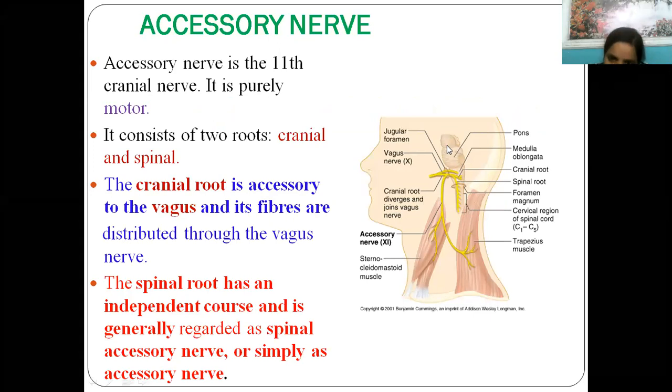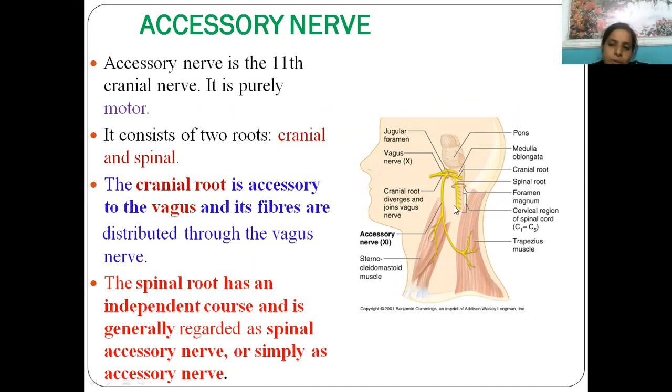So you can see here, this is the brain stem where we have midbrain, pons and medulla oblongata. If you observe, part of this accessory nerve is coming from the medulla oblongata, which is called the cranial root, and part of it is also coming from the spinal cord, which you call the spinal root. Both roots join and come out through the jugular foramen, which is the foramen we see in the skull bone.